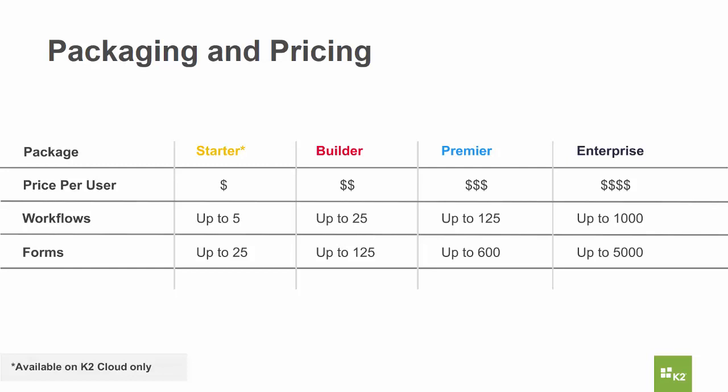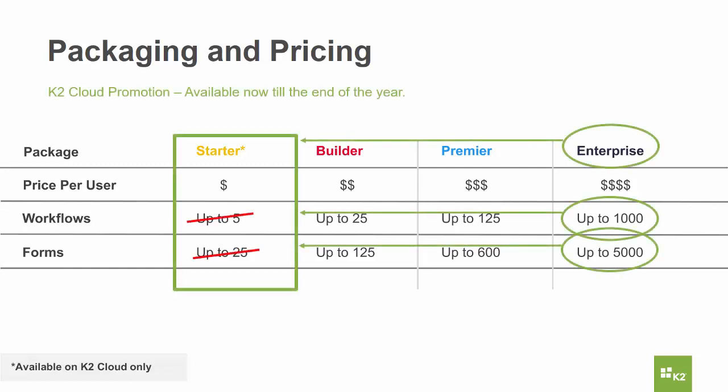To kick off the launch of the new K2 platform, we're really excited to offer a K2 Cloud promotion that's available between now and the end of the year. Essentially, you can get 1 year of K2 Cloud Enterprise for the cost of the K2 Starter. That gives you 1,000 workflows and 5,000 forms for the same cost as the Starter package. Again, this is only available until the end of the year. We're doing this as a promotion to help launch and share the excitement that we have for the new K2 Cloud and K2.5 platform.